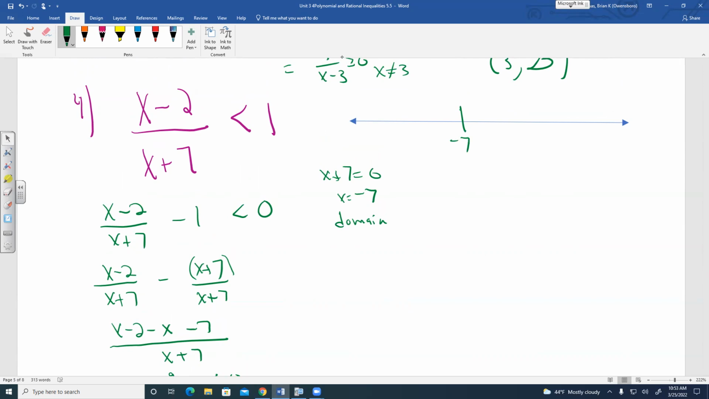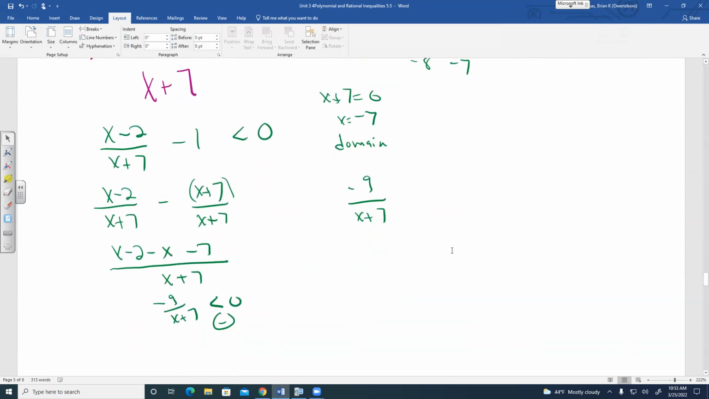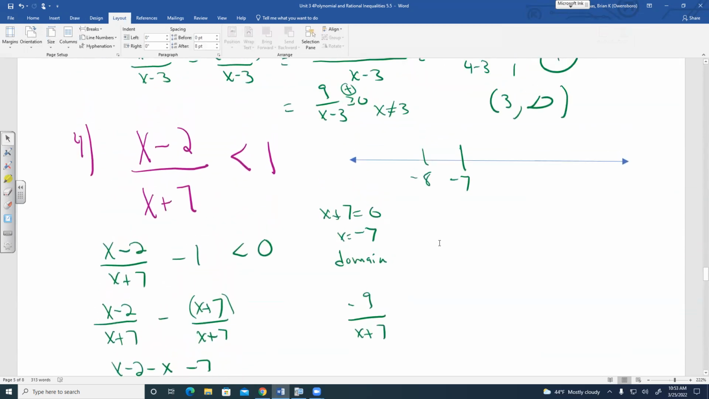interval. So again, if I choose left of -7, that'd be like a -8. So again, I had a -9 over x plus 7, I believe, was what we had down here. So if I put a -8 in, that's going to give me a -9 over a -8 plus 7. That's going to be a -9 over a -1. Well, that's going to be a positive answer. So over here is going to be positive.